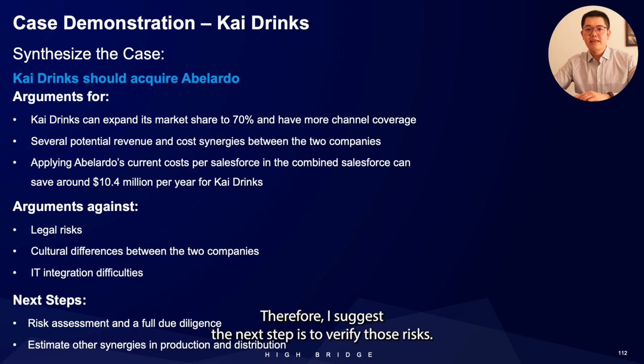Therefore, I suggest the next step is to verify those risks, whether this decision can be implemented, and conduct a full due diligence on Abelardo. Kai Drinks should also estimate the other large synergies in production and distribution as well.